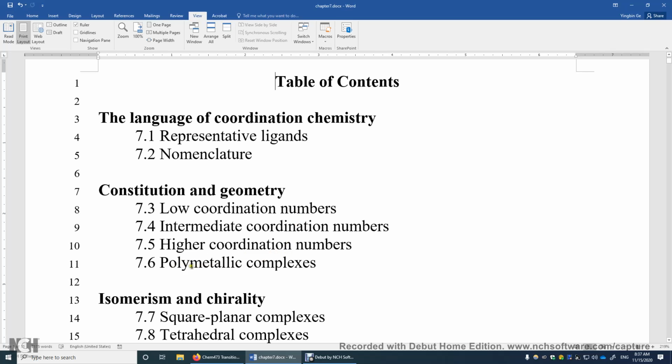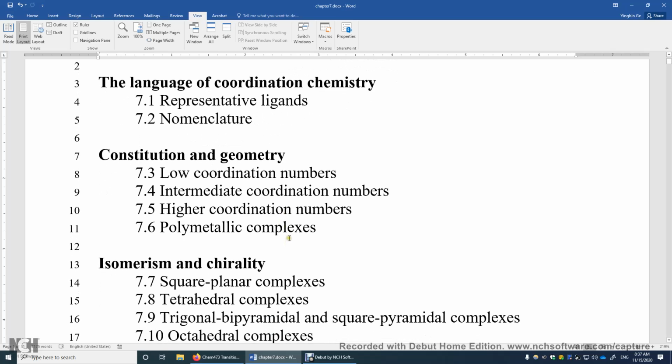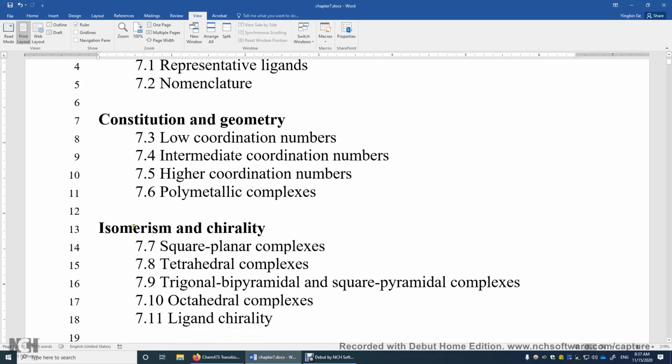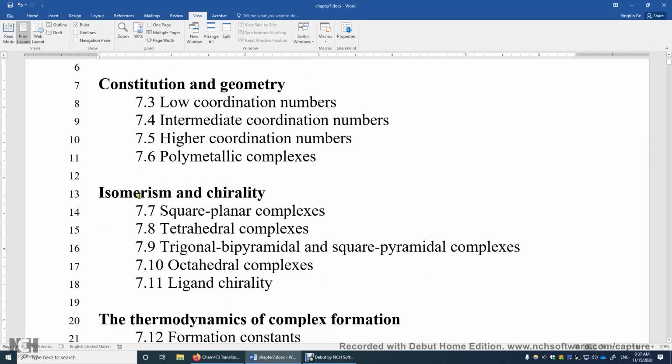Also, we'll look at polymetallic complexes. In this kind of complexes, a ligand may be bonded to multiple transition metal centers. The third topic is isomerism and chirality. You learned some of this in organic chemistry.